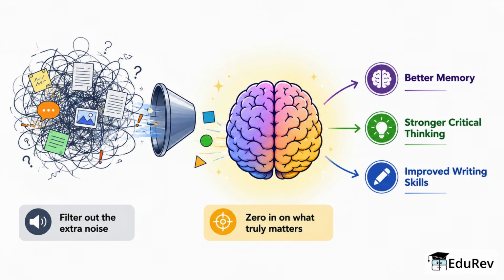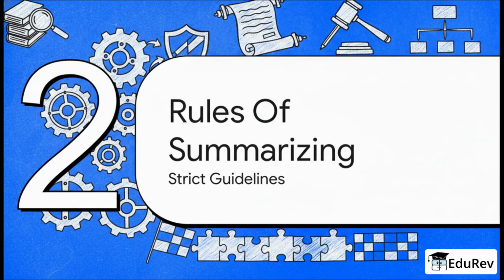I'm teaching you this because mastering this process will drastically improve your memory of whatever you're reading, while also building up your critical thinking and writing skills. When you write a summary, you're literally forcing your brain to filter out all the extra noise and zero in on what truly matters.